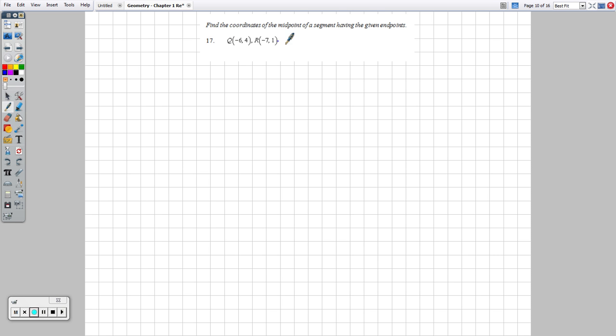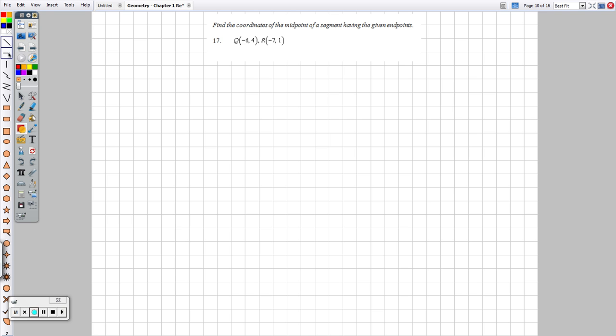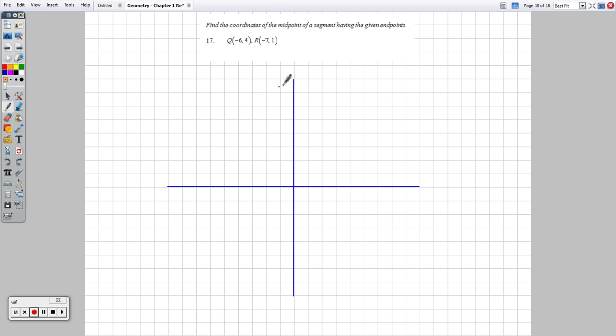Number 16, find the coordinates of the midpoint of a segment having the given endpoints. So let's draw a graph of this. I've got my grid on here to make it easy. I always think it's good to visualize what's going on in geometry, especially. And let's do horizontal like that. We'll assume that everything is just going up by 1, so I won't put the scale on there. Just assume that that's the case.